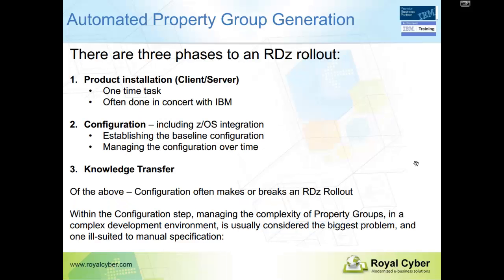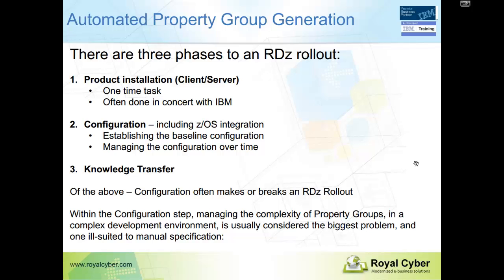Ease of use and availability of productivity enhancement tools is one of the primary factors that influence user adoption. There are usually three phases to an RDZ rollout: the installation phase, the configuration phase, and the knowledge transfer phase. From our experience, installation is usually carried out through scripts with IBM's help. Often, users find configuration tasks tedious, time-consuming, and frustrating.